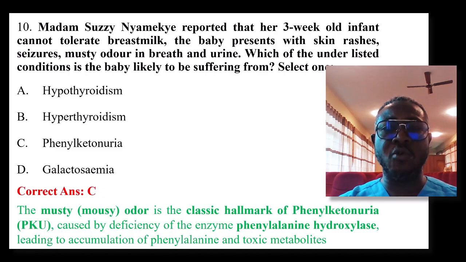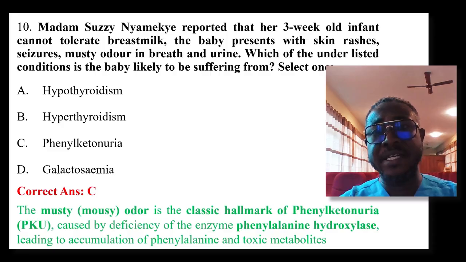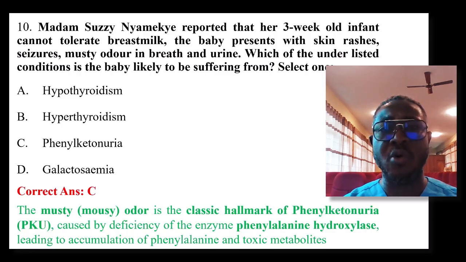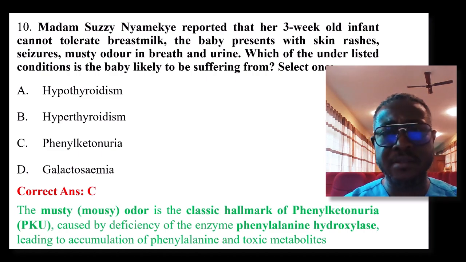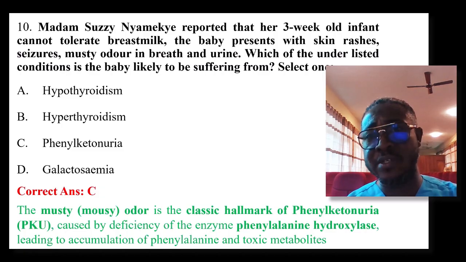So when the phenylalanine is not able to be converted into tyrosine, you are going to have accumulation of phenylalanine in the blood, and that will lead to a condition known as phenylketonuria. With phenylketonuria, or simply PKU, it can lead to seizures because the tyrosine was not produced, since we could not convert the phenylalanine into tyrosine.